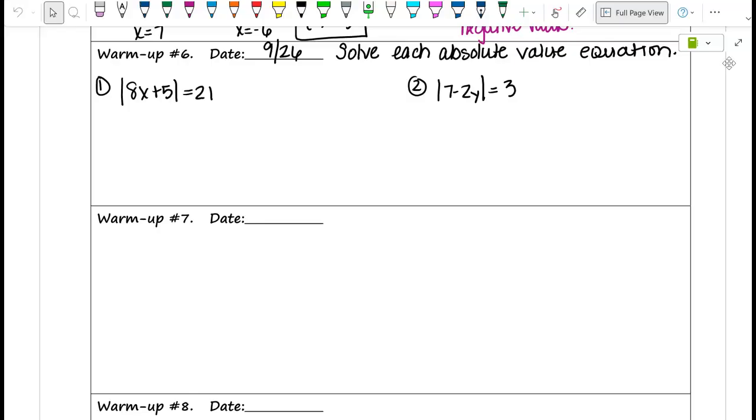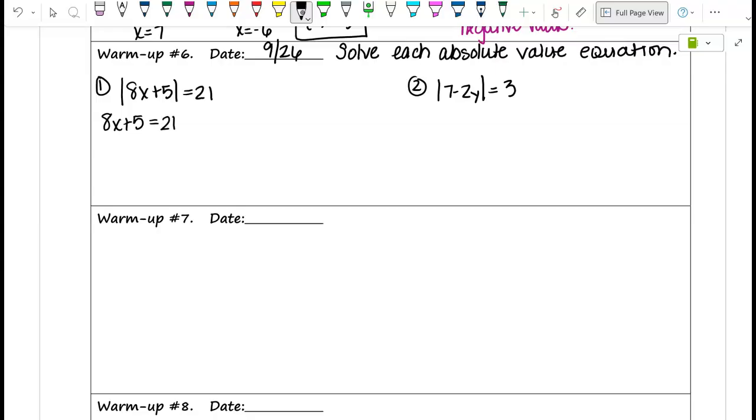So this first one, we have the absolute value of 8x plus 5 equals 21. Remember that 8x plus 5 could either produce a positive 21 or a negative 21 to give us an absolute value of 21. So when we rewrite this, we're taking that 8x plus 5. We are not changing the 8x plus 5. We take that part out of the absolute value.